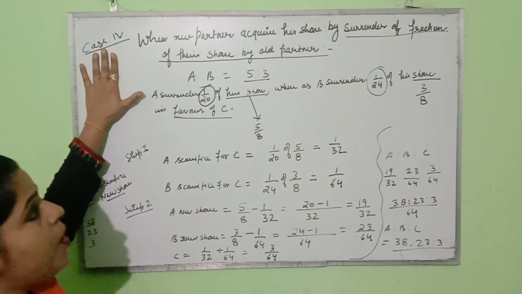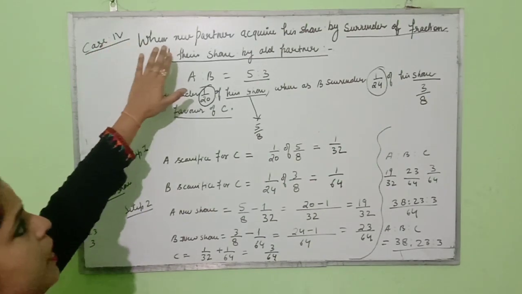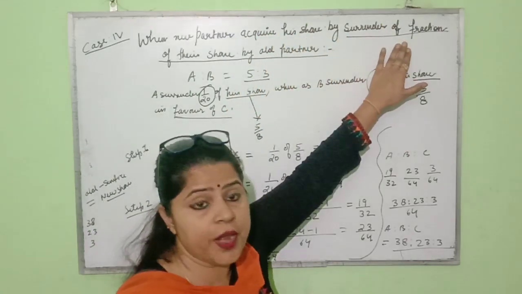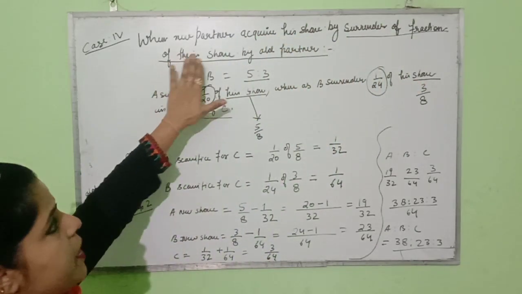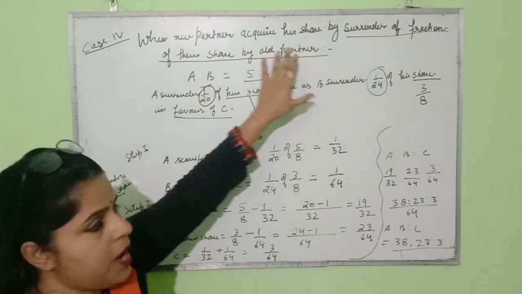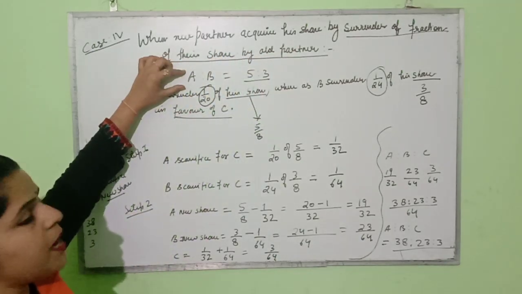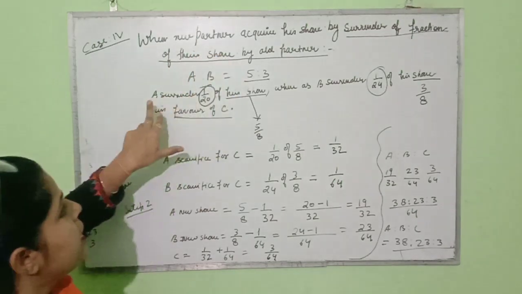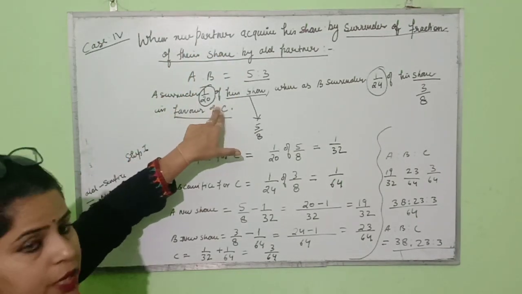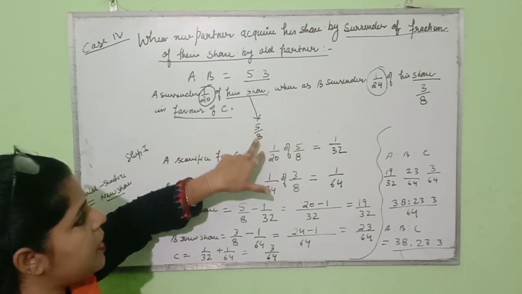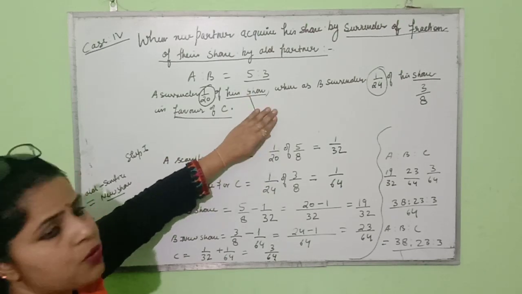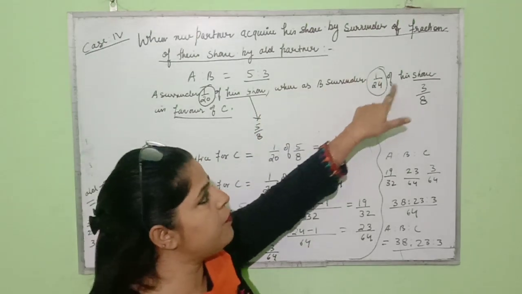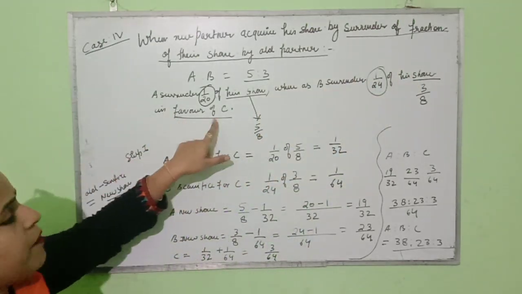Case number 4, and in case number 4, what is it? When a new partner acquires his share by a surrender of a fraction of their share by the old partners. I have taken an example that A and B are the two partners. Their profit sharing ratio is 5:3. A surrenders 1/20 of his share. उसका शेयर कितना था? 5/8 था. ये दिया नहीं क्वेश्चन में, ये मैंने मेंशन किया हुआ है. Whereas B surrenders 1/24 of his share in favor of C.